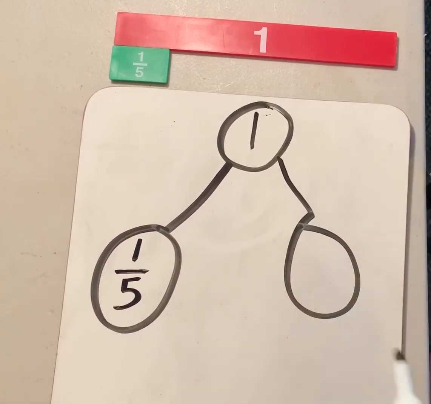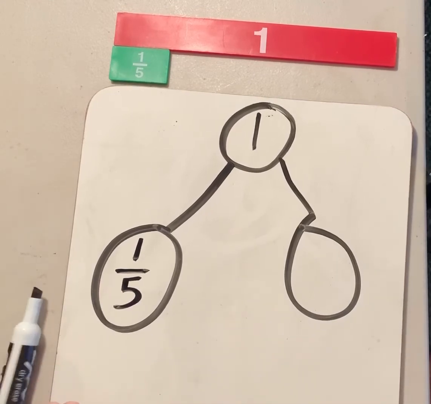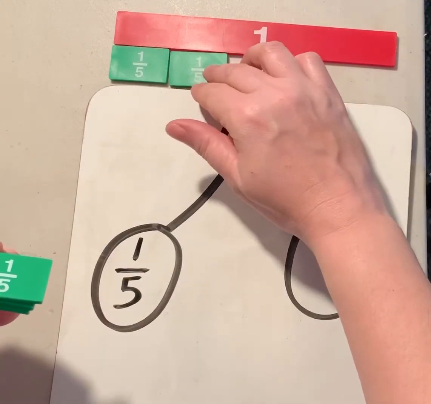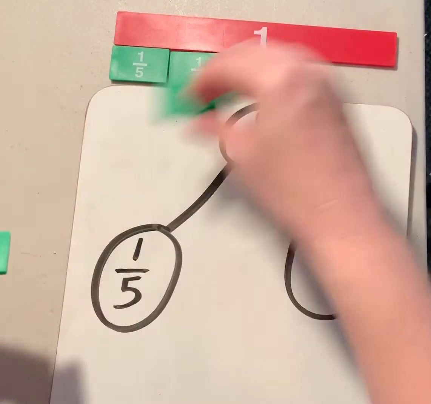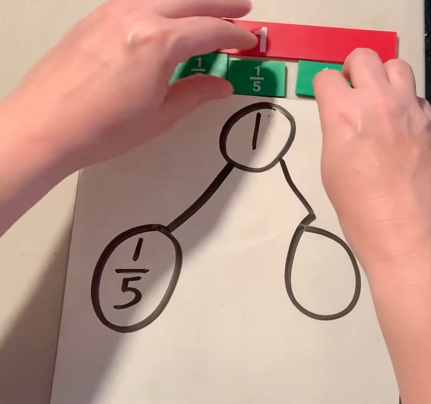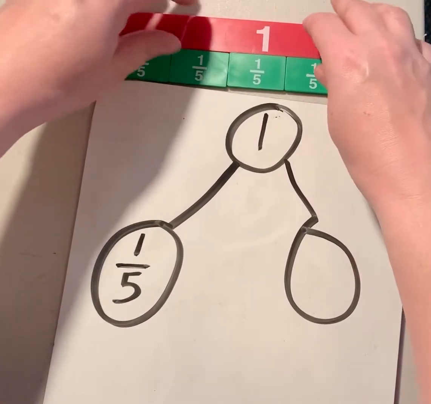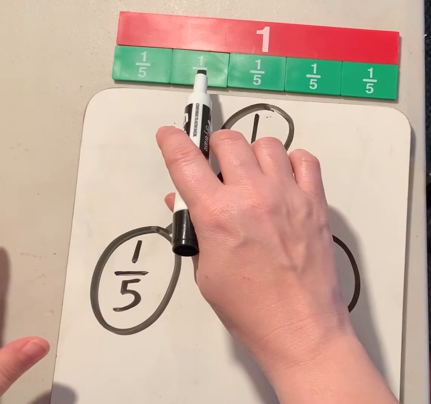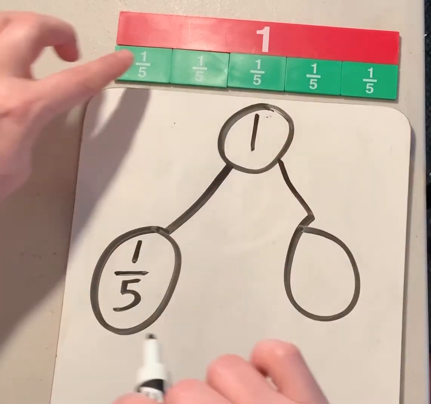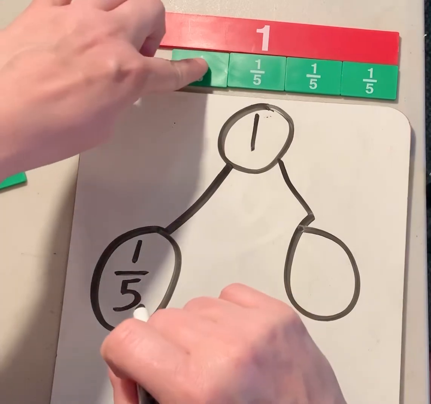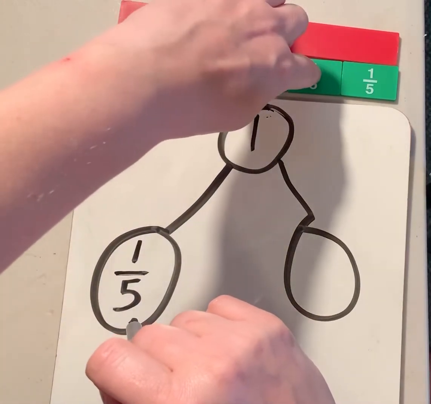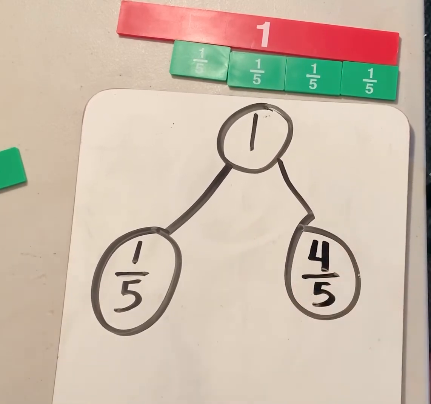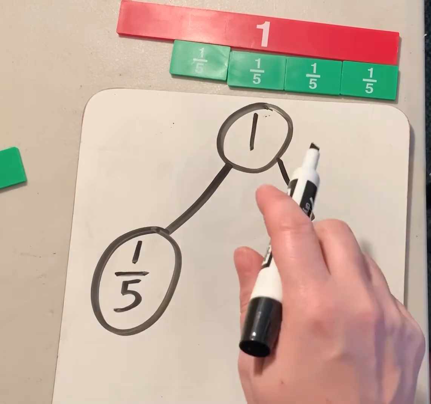But now I need to figure out what goes here. How many more pieces do I need to make a whole? I'm going to use my fraction tiles for this. So I have 1, 2, 3, 4, 5. Make sure they're all lined up. If you look at those together, you can see that all of those fifths together equal the same as one whole. I'm going to take the 1/5 out that we already talked about and count. We have 1/5, 2/5, 3/5, 4/5. So when I'm doing my whole like this, I have 1/5 plus 4/5 is going to equal a whole.